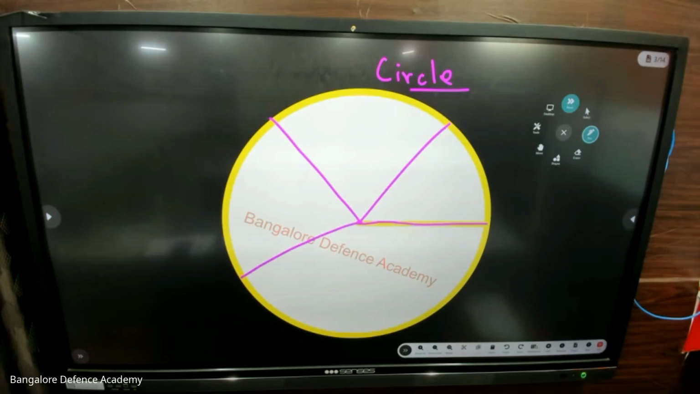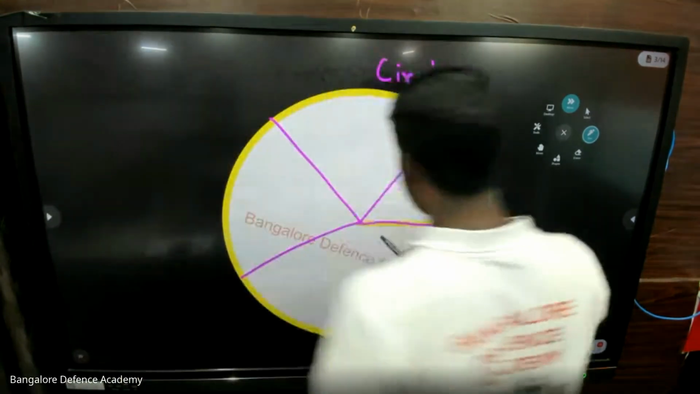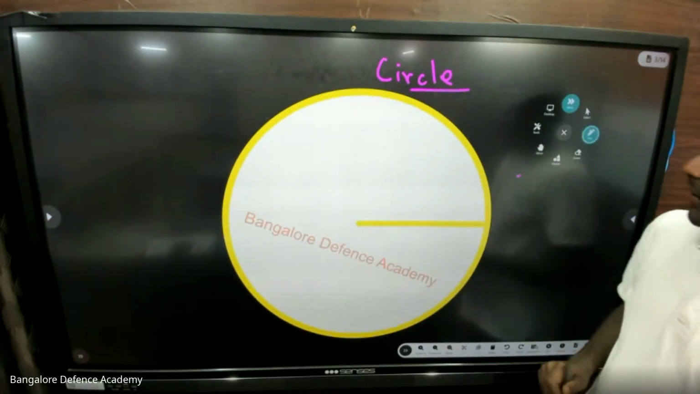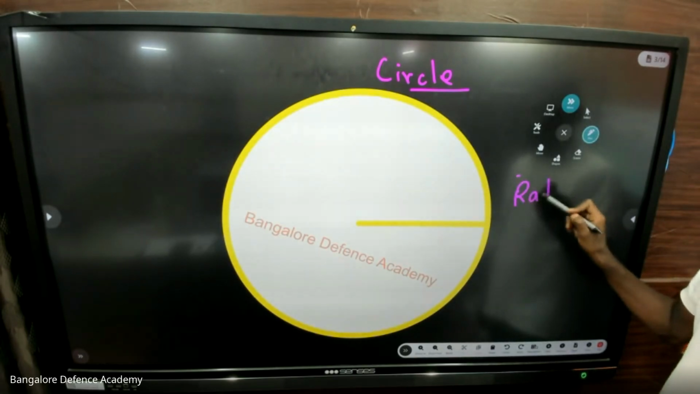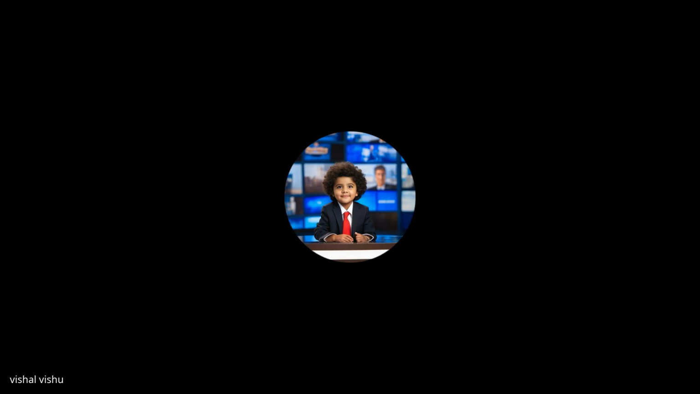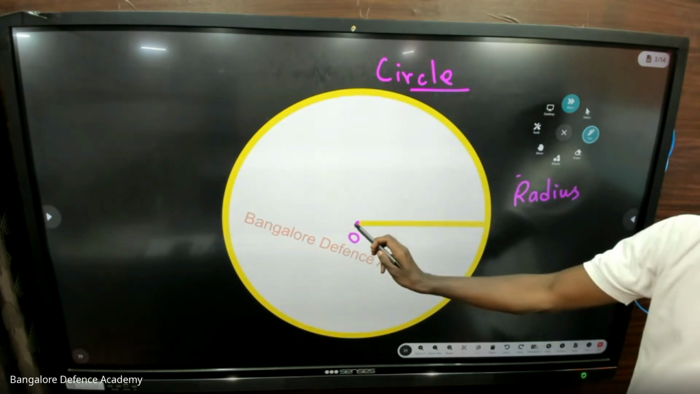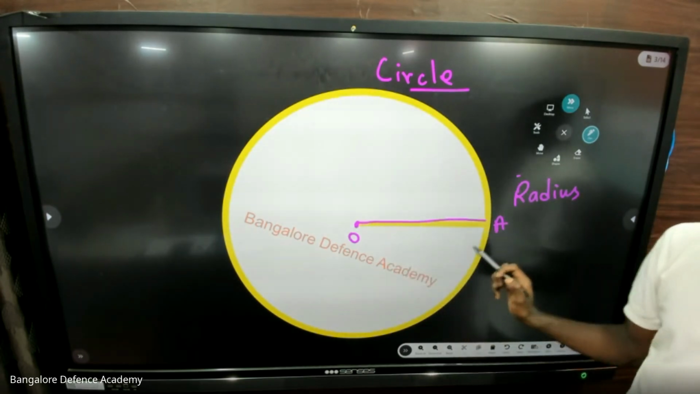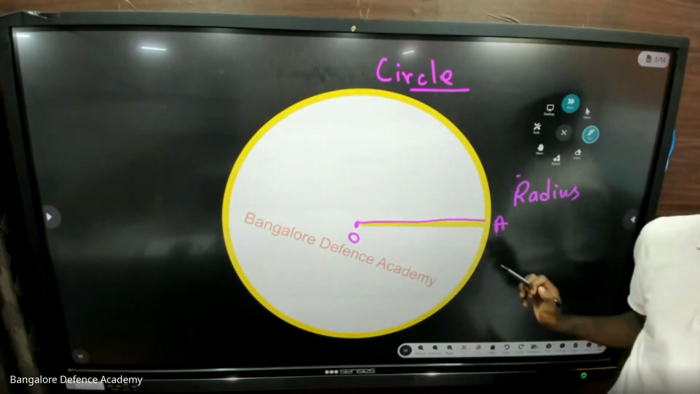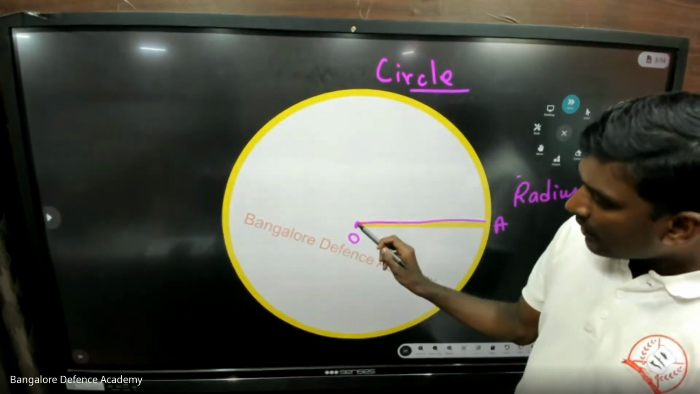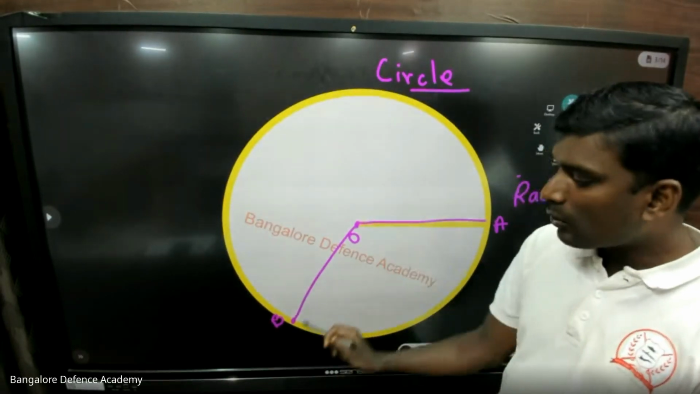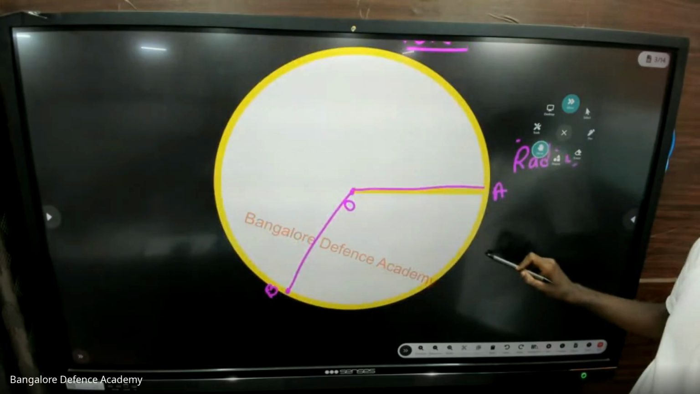Now look at this. We have a word called radius. This is the center O. From here I am drawing a line, and if I take it as OA, OA will be called the radius. Now if I draw another line and write B, what is OB? Radius. OB is a radius.